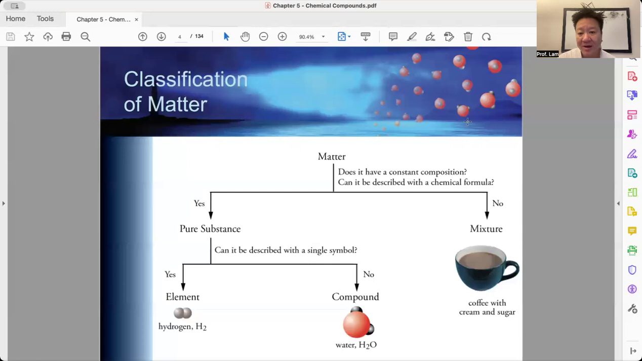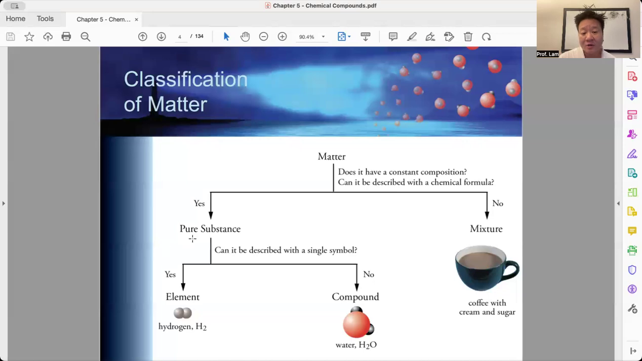So when you classify matter, it's basically a flow chart. You can ask a couple questions. Does this piece of matter have constant composition? If it does, then we will consider that a pure substance. If you say no, then that means that you have a mixture. And a mixture is two different compounds or two different elements. So something like coffee with cream and sugar, that's a mixture of multiple things.